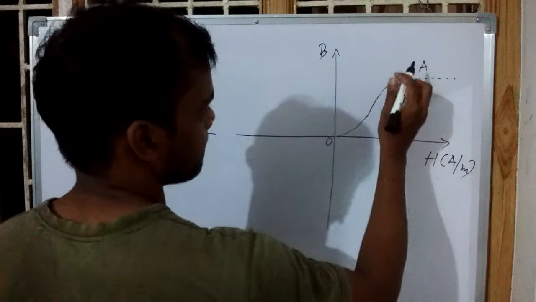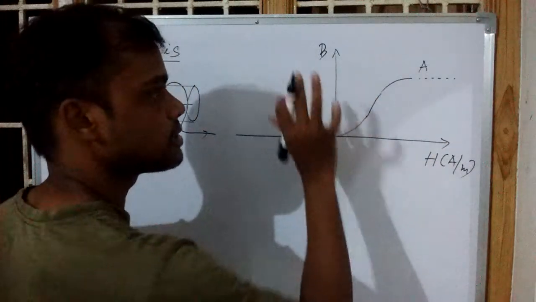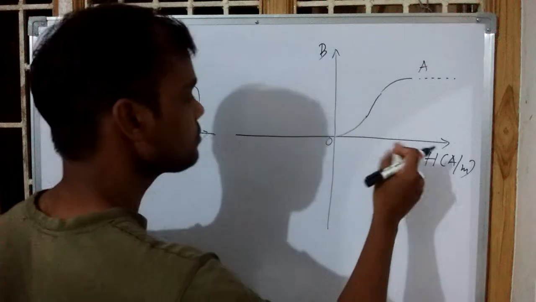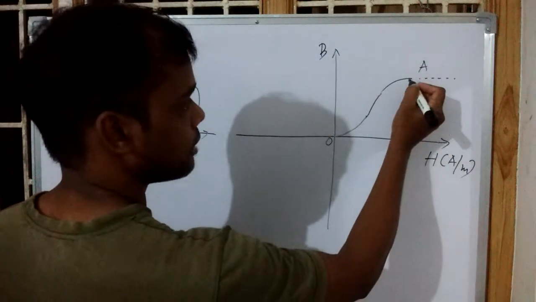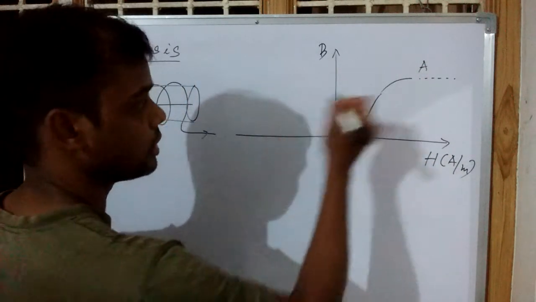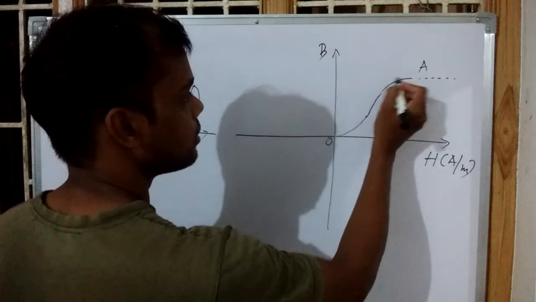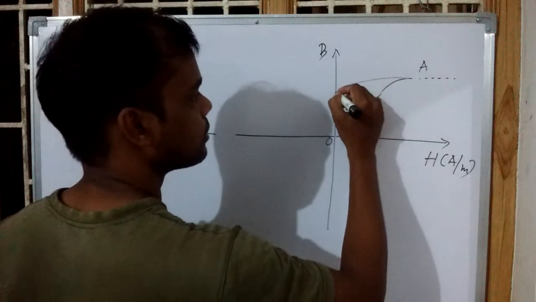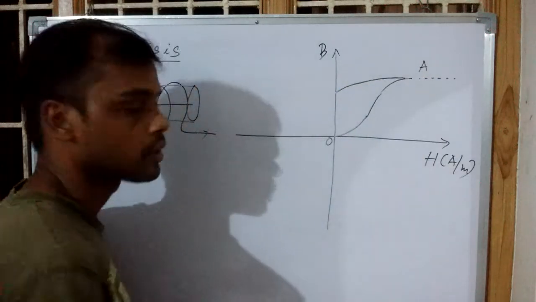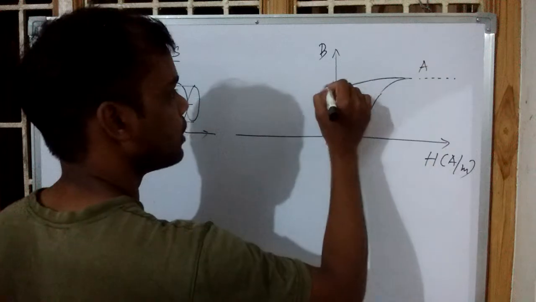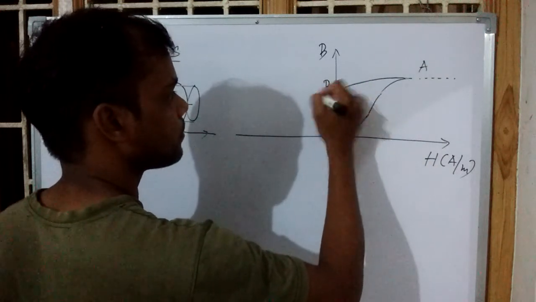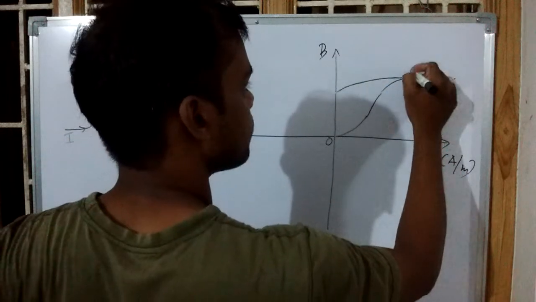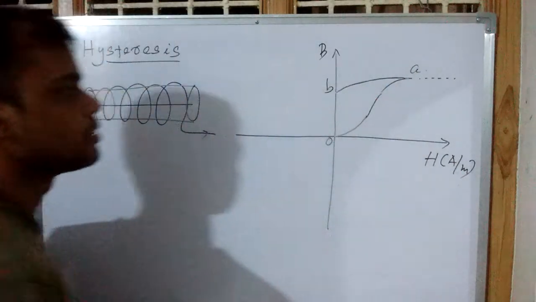Now the substance is magnetized well, and the current is high also. Now we shall reduce the current. If you reduce the current, it will never come back along the same path. It will rather go like this, in this path. Let us denote this point as small b, so it is point b.